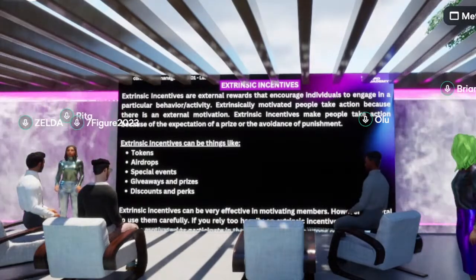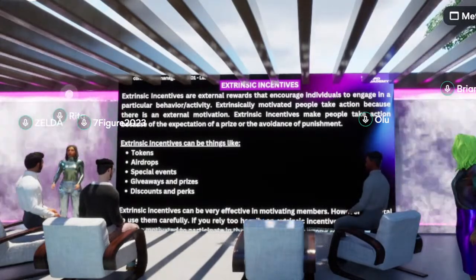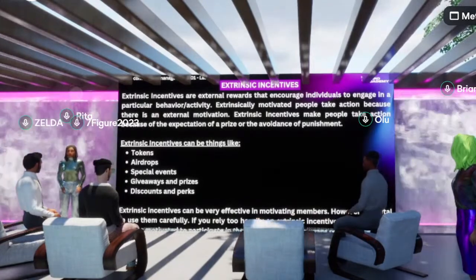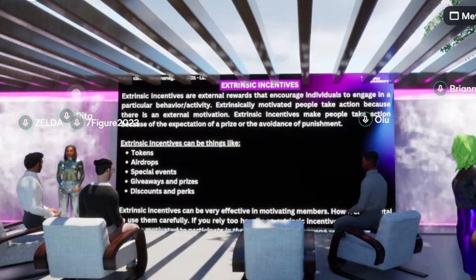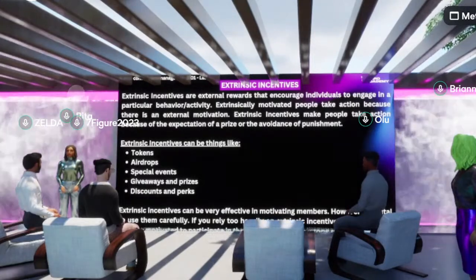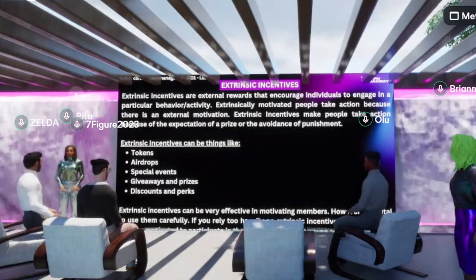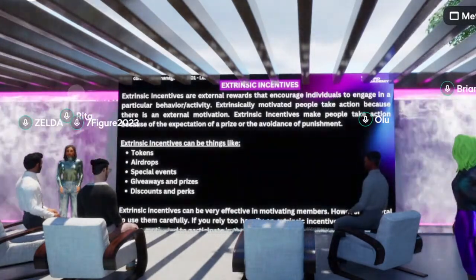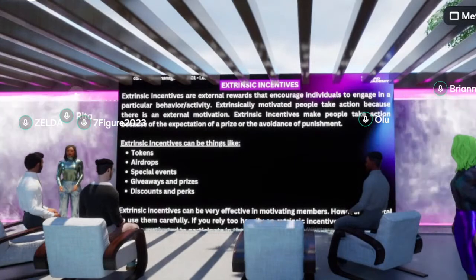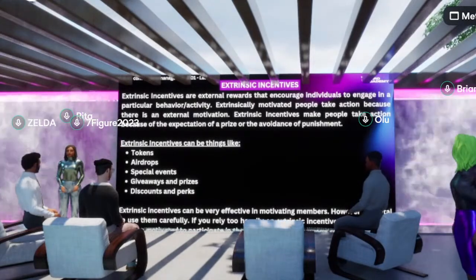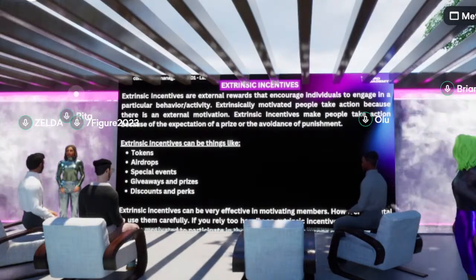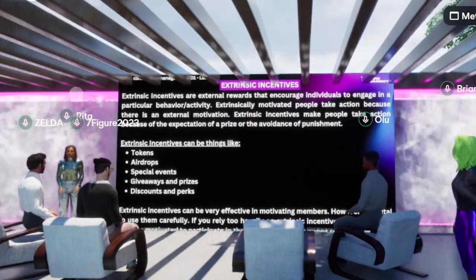However, extrinsic incentives can be very effective in motivating members, but it's vital to use them carefully. If you rely too heavily on extrinsic incentives, members may become motivated to participate in the community for the wrong reasons. They may start to see the community as a way to make money or get something out of it, rather than as a place to connect with others and contribute to something meaningful.